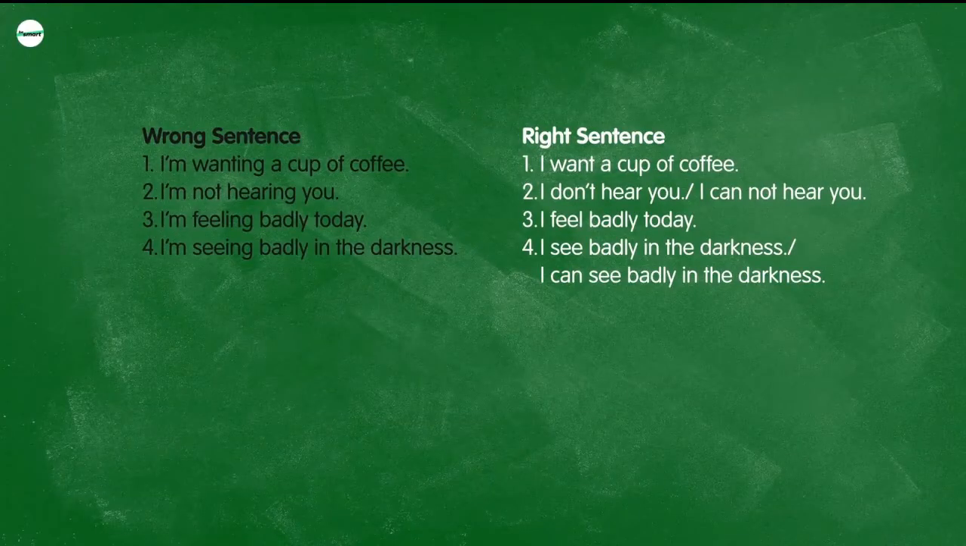So the wrong sentence, I'm wanting a cup of coffee, and the correct, I want a cup of coffee. Or another example, I'm not hearing you. In the second example, the correct example, I don't hear you or I cannot hear you. The third example, I'm feeling badly today. Or correct, I feel badly today. Or the last example, I see badly in the darkness or I can see badly in the darkness.